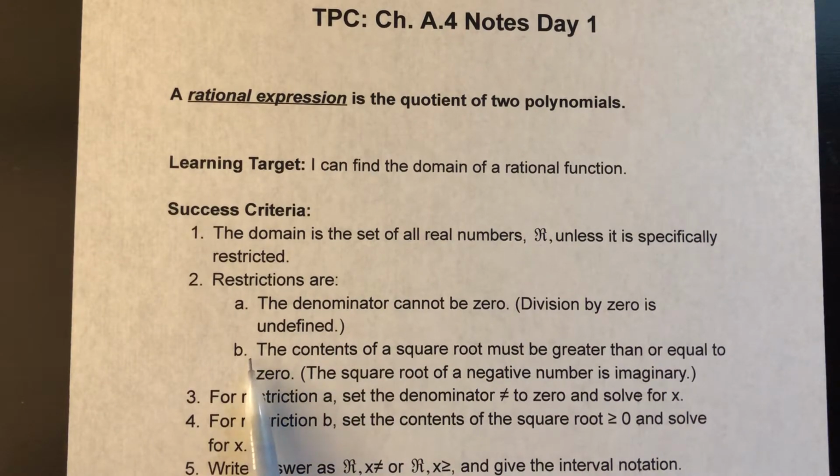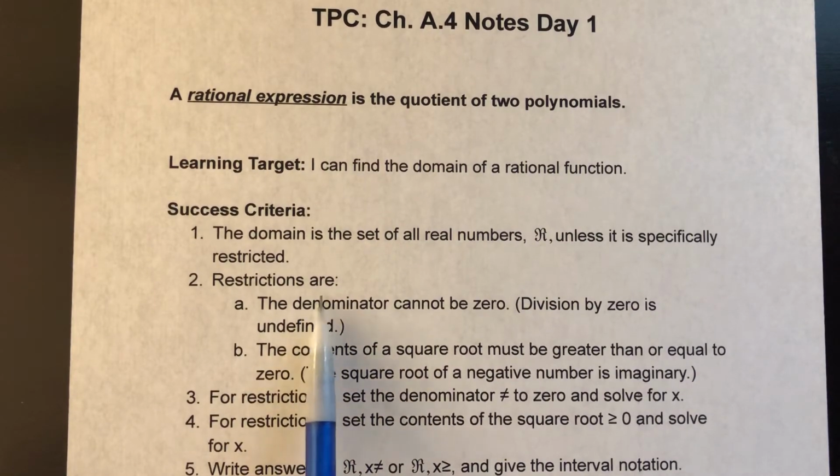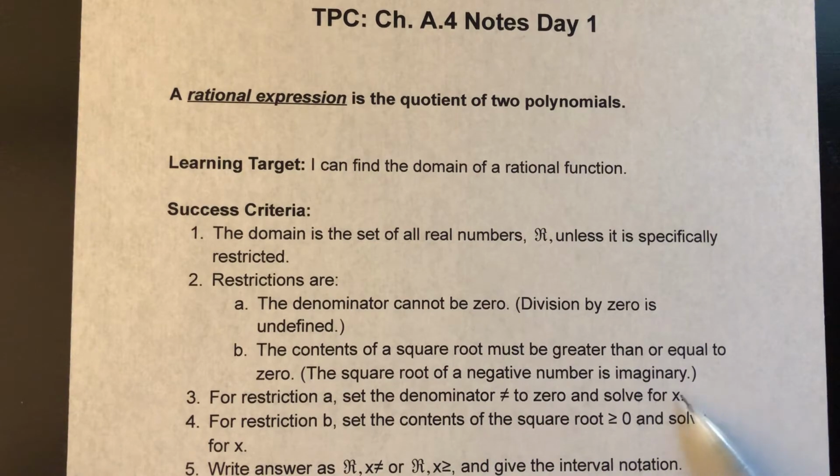Our second restriction would be the contents of a square root, so what's under that square root must be greater than or equal to 0. Why? Well, because the square root of a negative number is imaginary and not a real number there. Okay, so how do we do this? Well, if you have set up as a fraction here, then you would set the bottom part, the denominator, not equal to 0, because we don't want it to equal 0 here, and then solve for x, and that would be your restriction.